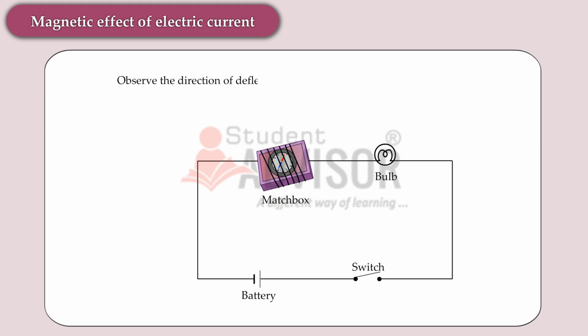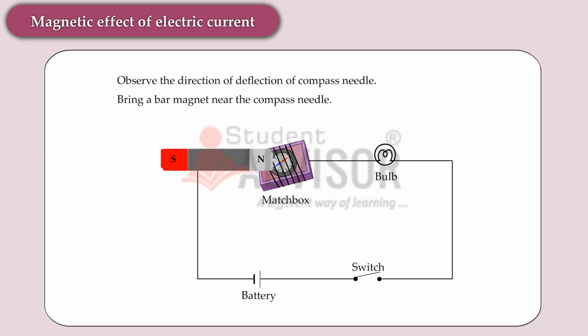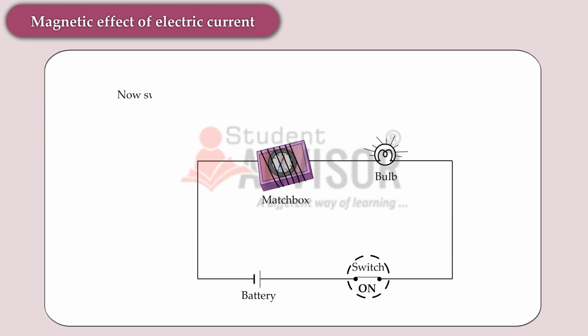Observe the direction of deflection of the compass needle. Bring a bar magnet near the compass needle. Now switch on the circuit. Observe the deflection of the compass needle. Now switch off the circuit. Observe the deflection of the compass needle.